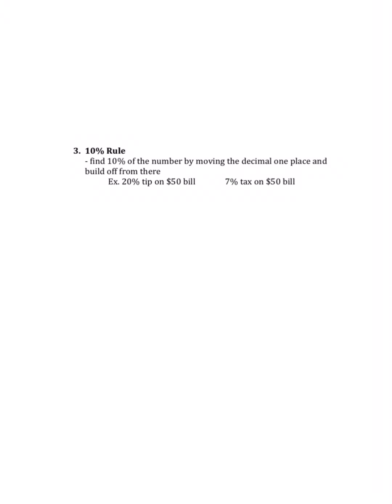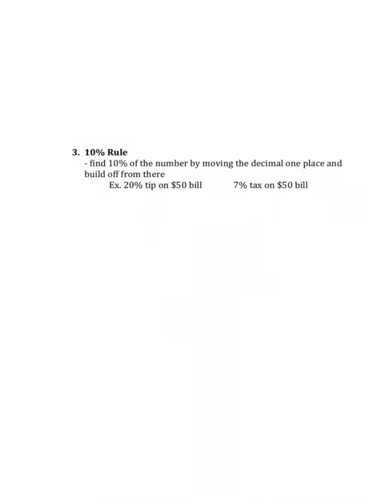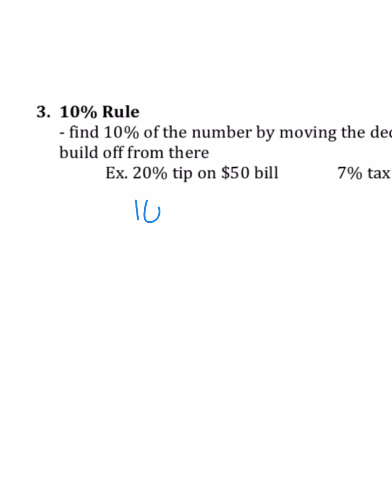So then if you can find 10% of a number, it's very easy to manipulate to get to a smaller or larger multiple of 10. I really should have said larger, but you could do 5% by cutting it in half. So the example here given is 20% tip on a $50 bill. I could do that in my head. So here's how we would do it in our head. We know that 10% is just moving the decimal over 1. So 10% for 50, I just move the decimal over one place.